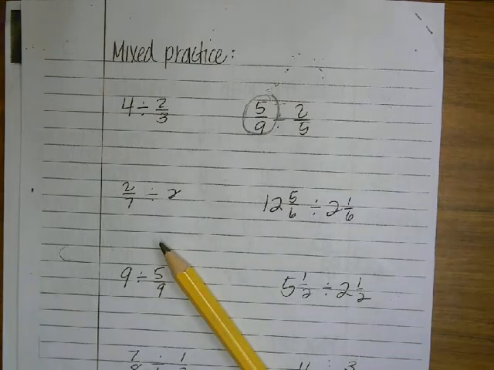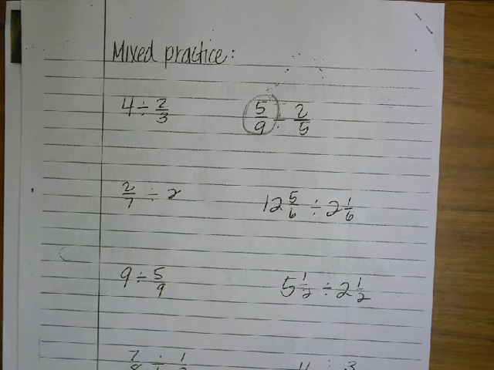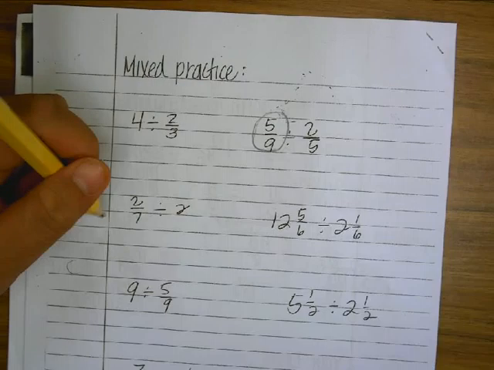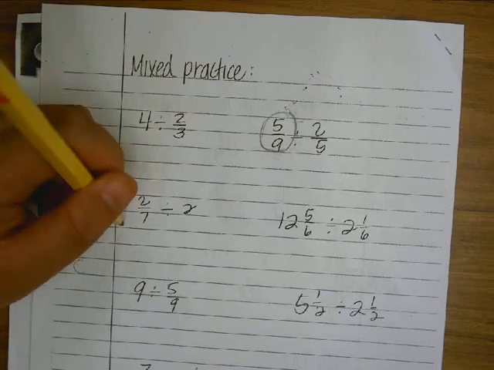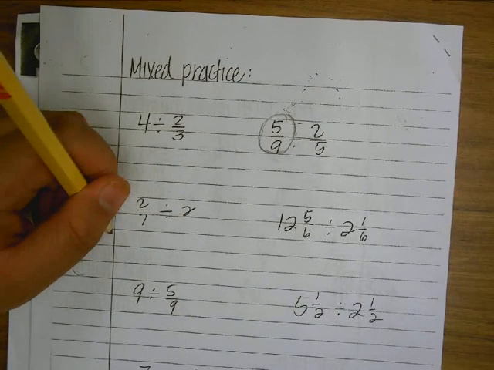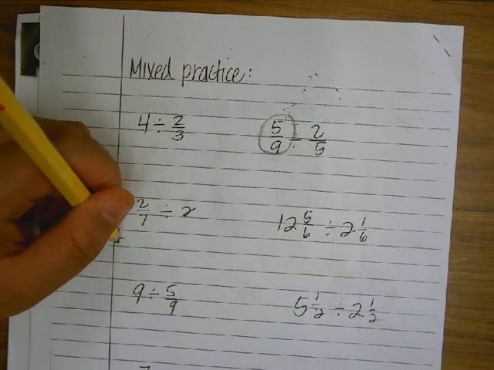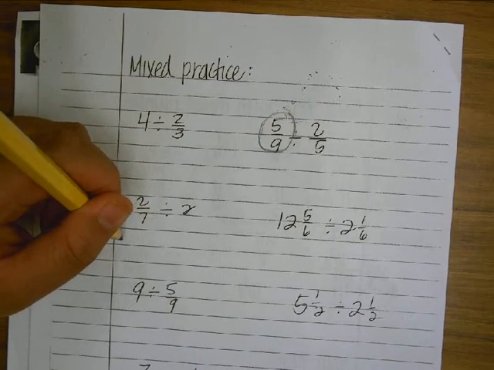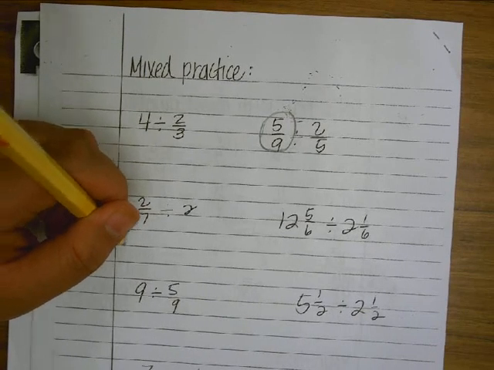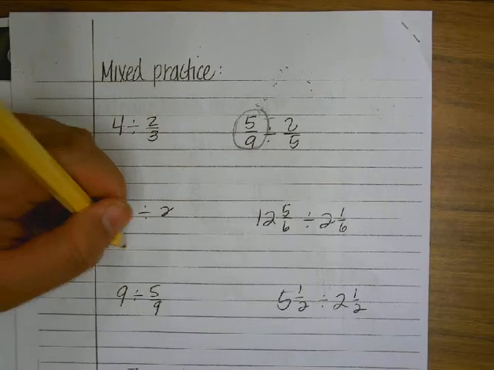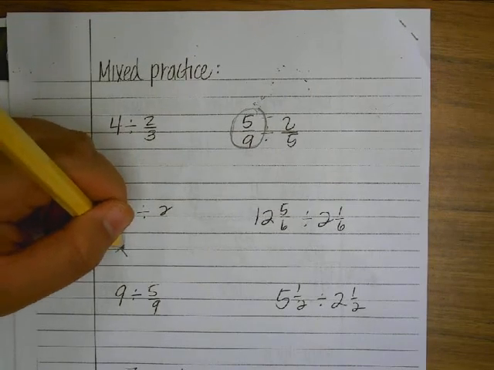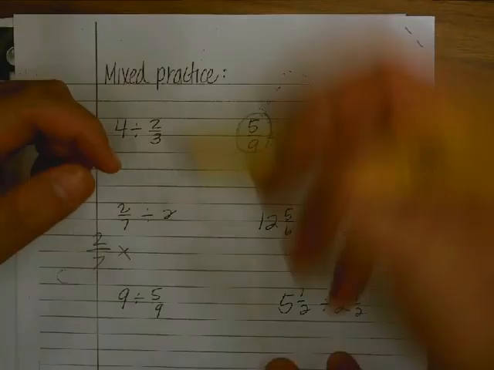What do you do first? See what he does. I think you're going to rewrite it, right? So he's rewriting 2/7. Now he's going to multiply, but don't forget, Preston, 2 is the same as saying 2 over 1. So if you're going to multiply, that will help you.